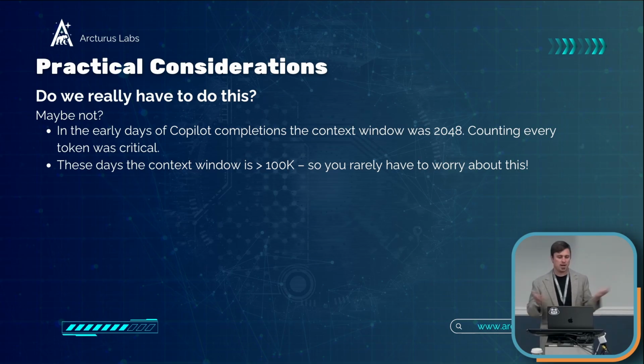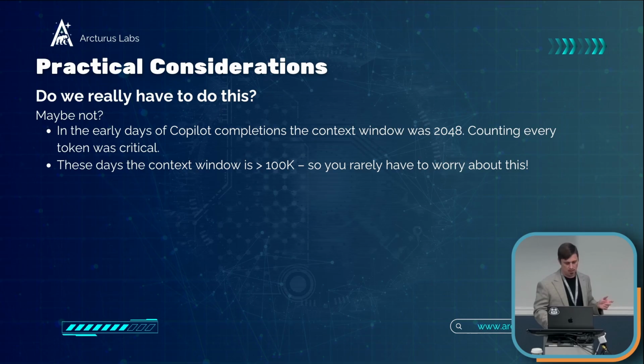All right, practical considerations. Do you really have to do all that stuff? Well, maybe not. In the early days of Copilot, the completion context window was 2,048 tokens, which was often not even a full file. It was just nothing to work with. So we literally counted every single token. It was into minutiae. But these days, the context window is 100,000, and I'm going to have to update that because I think OpenAI just released a million token models. That's the standard now. Every week's another 10x.